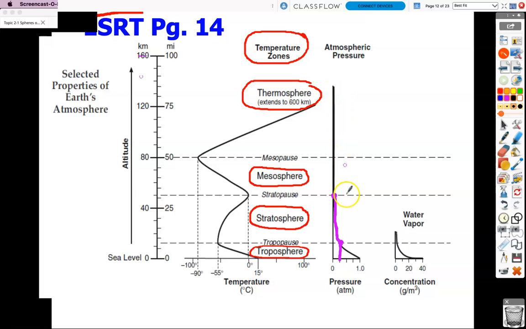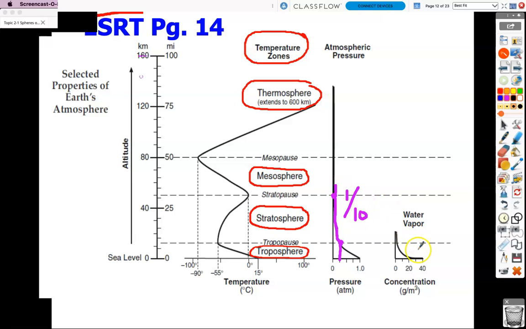There's some pressure, but you're not at a quarter of the pressure now. You might be at 1/10, 1/20th the pressure. It's a very small fraction of pressure. And then it stays there. Notice the line looks like it's right on zero as you go up. But it is some pressure, very, very little pressure as you go up.